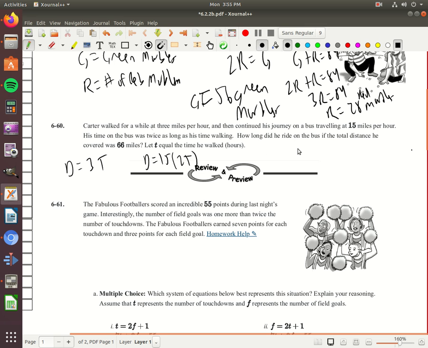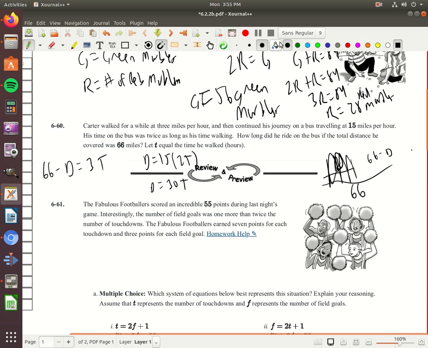How long did he ride on the bus if his total distance he covered was 66 miles? So again, if I want to make this 66 for the whole thing, right? 66 is the whole thing. Well, if this is the bus, and we'll call the bus D, well then what's left is 66 minus D, right? Because we've taken D out of the 66, so what's left is 66 minus D. So that's going to be our distance. So we get these two equations. Obviously, this is going to be distance equals 30t.